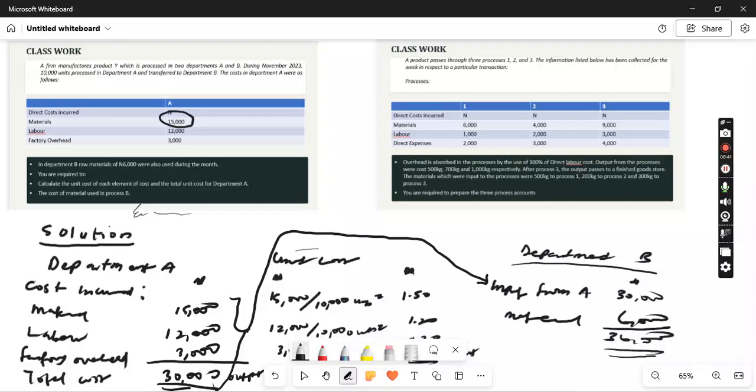So the addition of this cost of material, which comprises the material itself, the labor incurred, and the factory overhead, is added to the material incurred in department B. The raw material incurred in department B during the period of production is 6,000, plus the input transferred from department A, which is 30,000 naira. At the end of the day, we have the cost of material used in process B, which is 36,000 naira. So this is how we can solve this first question.